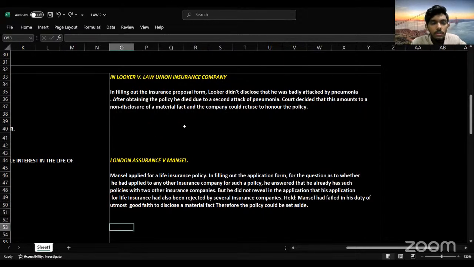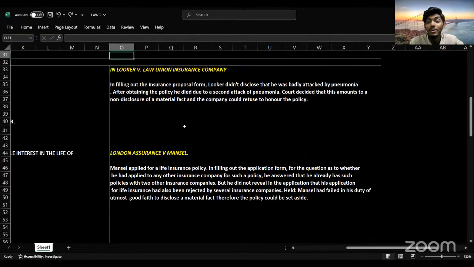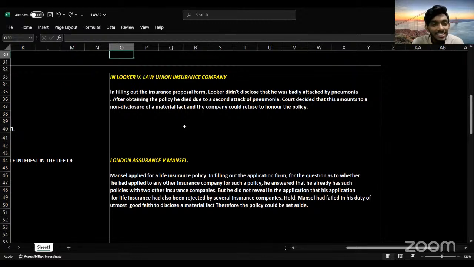In filling out the insurance proposal form, Locker did not disclose that he was badly attacked by pneumonia. At the end, it was life insurance. After obtaining the policy, he died due to a second attack of pneumonia, but the illness was not disclosed, and the company could refuse to honor the policy.